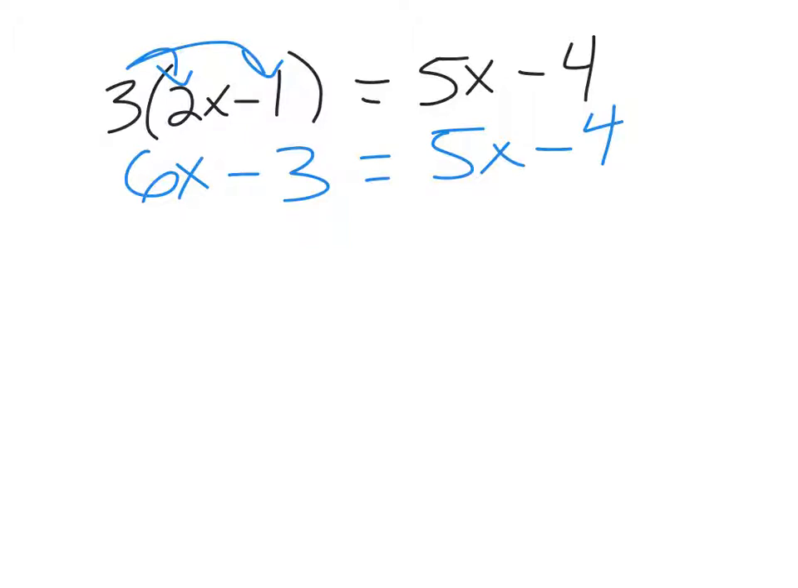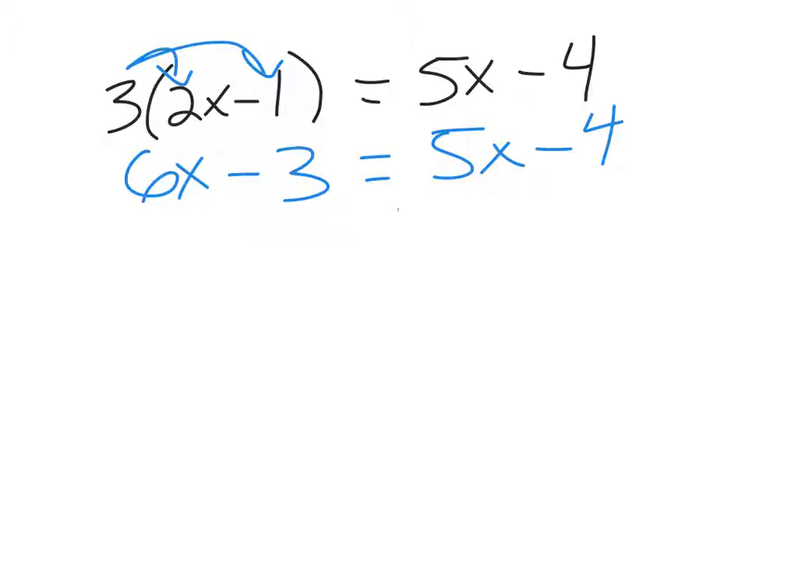So it looks like on both sides, on the left, I have a variable and a number with 6x and 3. And then on the right, I have 5x and 4. So once again, I have a variable and a number, so nothing that are like terms that I can combine. So now it's a matter of moving my variable from one side to the other.